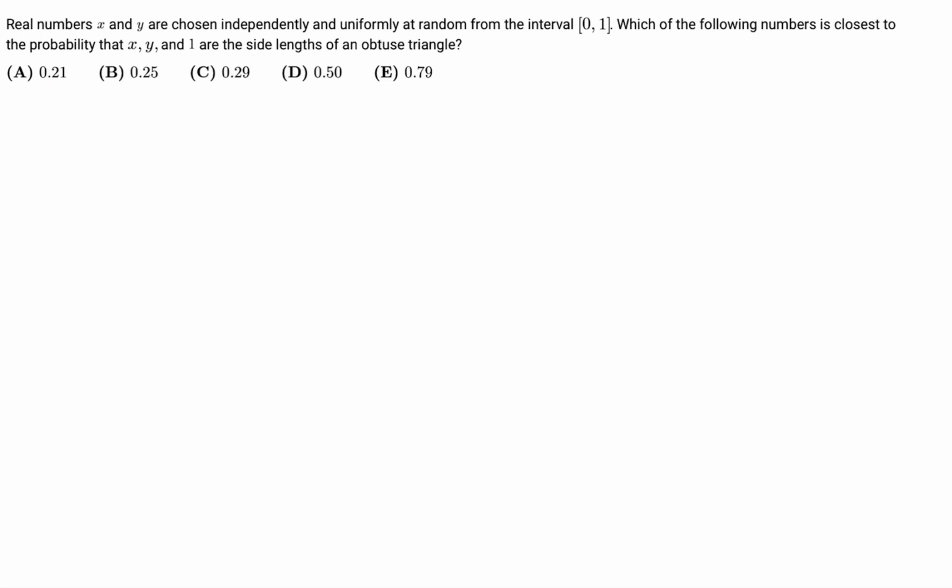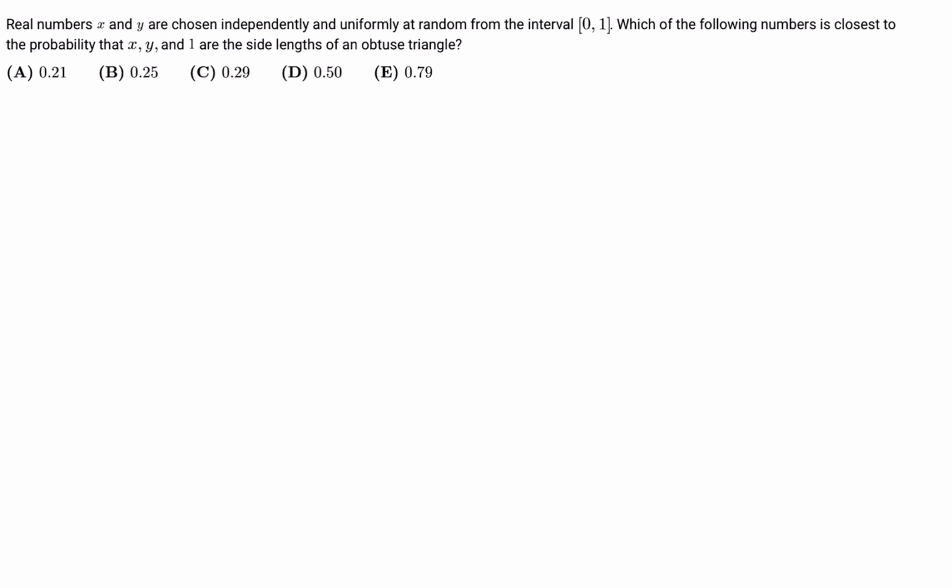Let's learn about geometric probability and trivialize this AMC problem. So what is geometric probability? Geometric probability is the method of turning a combinatorics problem into a geometry problem. Let's see an example. Real numbers x and y are chosen independently and uniformly at random from this interval.